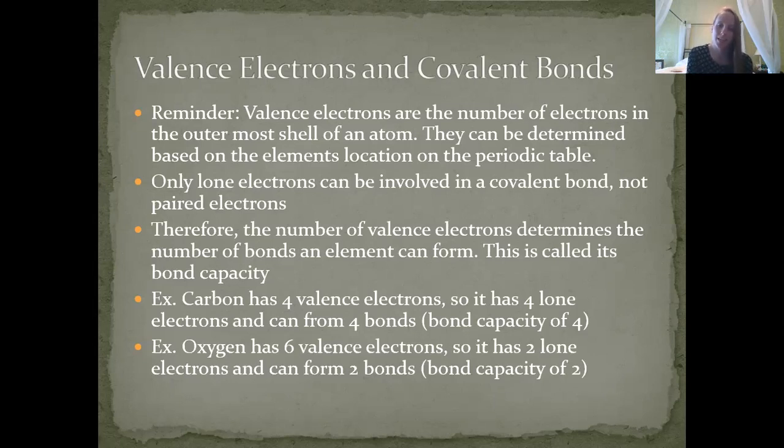So when we're determining the bonding sites of an atom or an element, we're just looking at how many lone electrons it has. So carbon has 4 valence electrons, all 4 of them are by themselves, so it has a bond capacity of 4. Oxygen has 6 valence electrons, so 2 of those are in pairs, 2 of them are by themselves, so it has a bond capacity of 2.